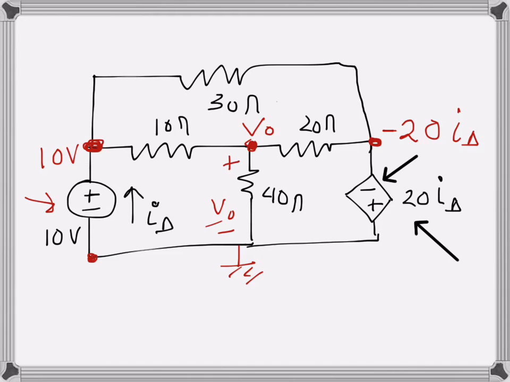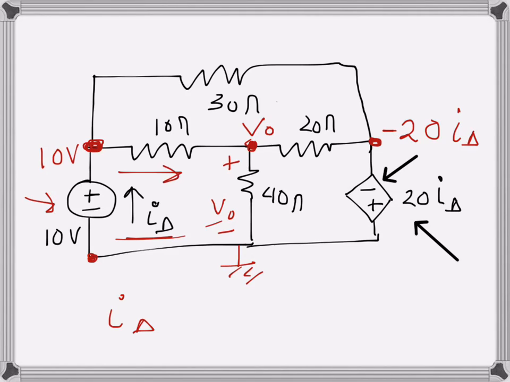Let us first write the KCL equation for this node, the 10 volts node. So we know the voltage there is 10, so let's call this node 1 or whatever, it doesn't matter. So I'm writing the KCL equation for this particular node. So first the entering current, which is I delta. I'm writing the entering currents on the left hand side, and then I will write the other currents as leaving currents.